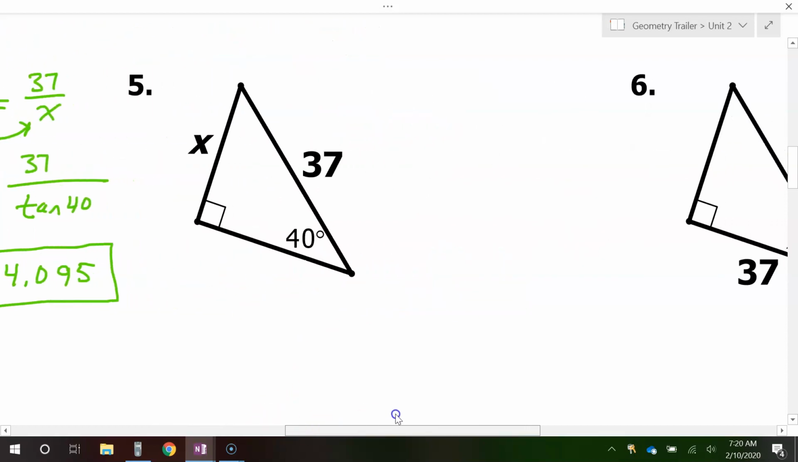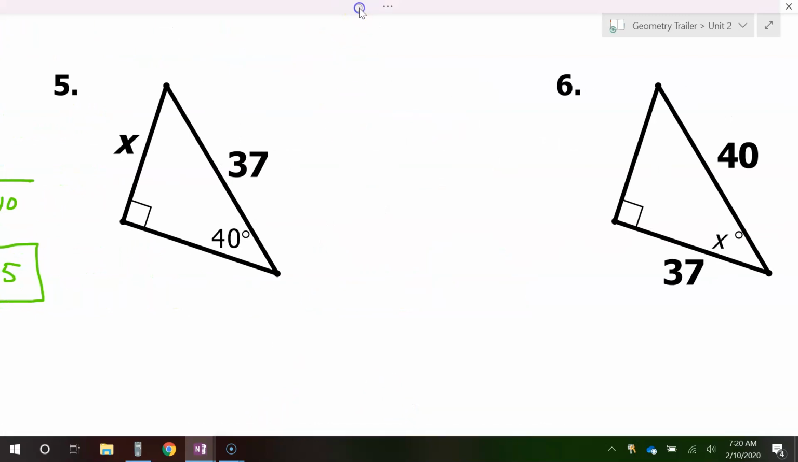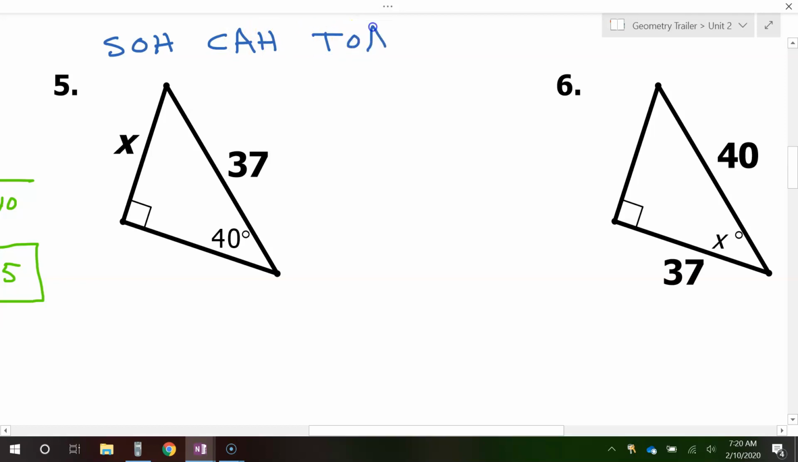Okay, how about number 5? Let's get that SOHCAHTOA ready. All right, where is the hypotenuse? It is always across from the 90-degree angle. So this is the hypotenuse.